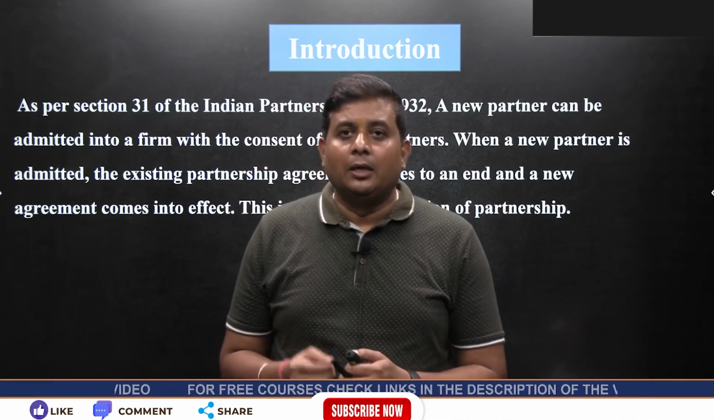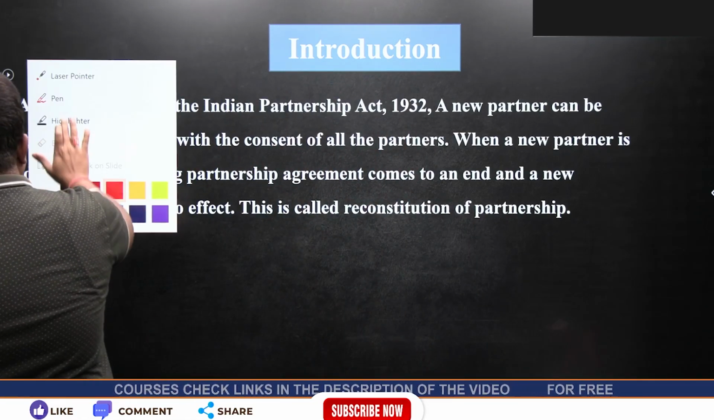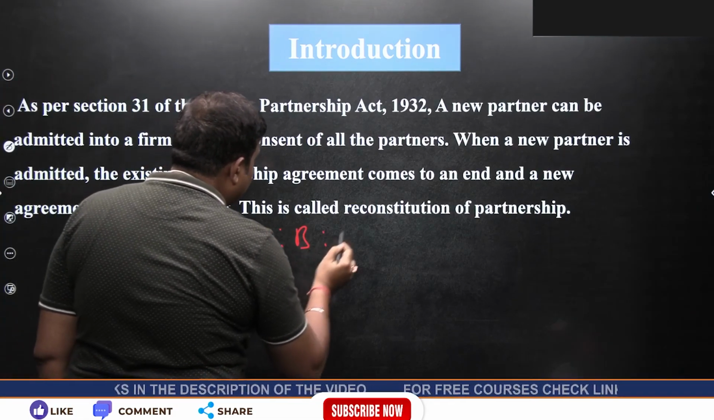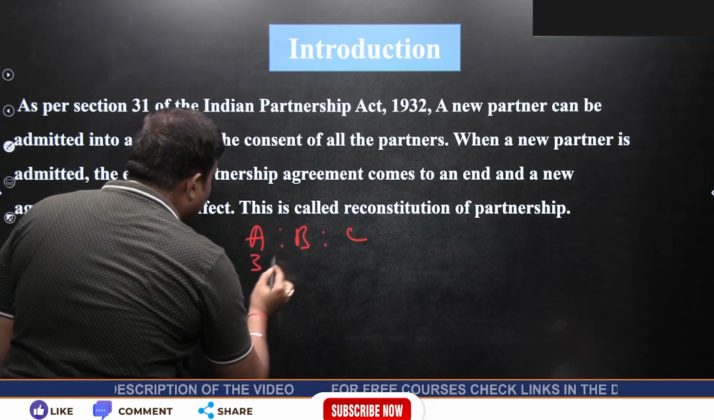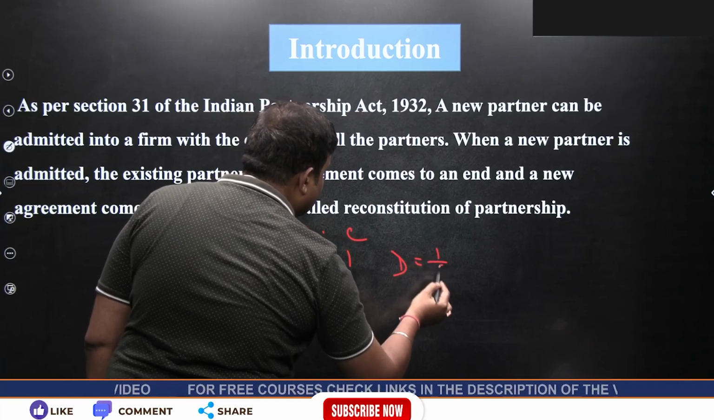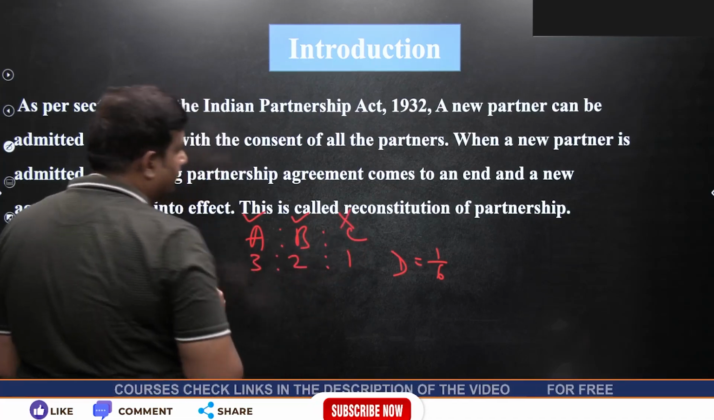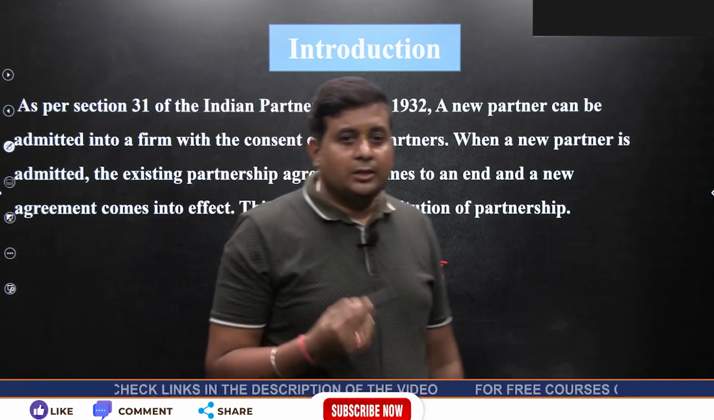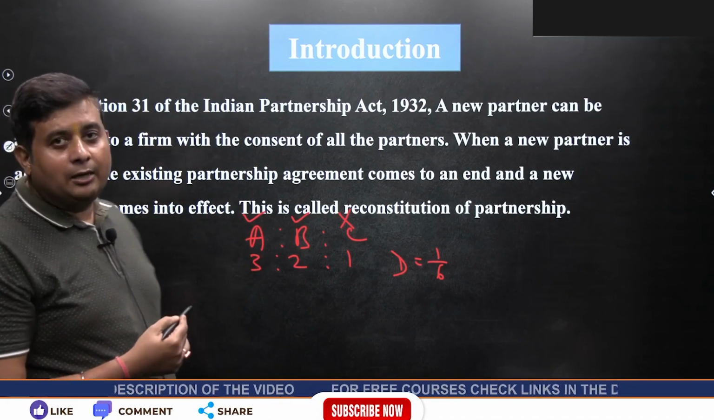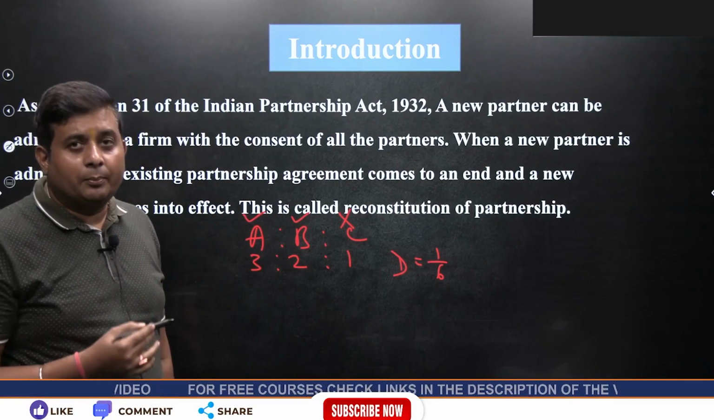Let's take an example. Suppose A, B, C were the three partners sharing profit and losses in the ratio of 3:2:1. D wants to be a part of the organization for a 1/6 share, for which A and B agree, but C does not. In general language, we can say that since the majority of the partners say that D can be a part of the organization, but since C is not saying so, D is not going to be a part of the organization.